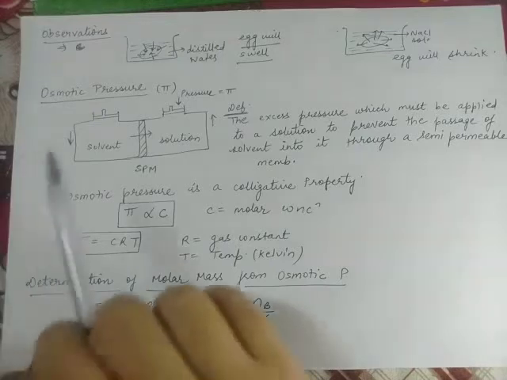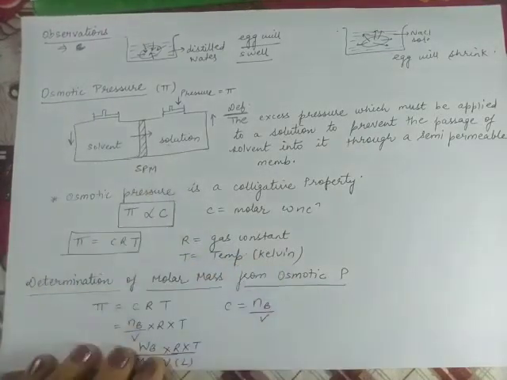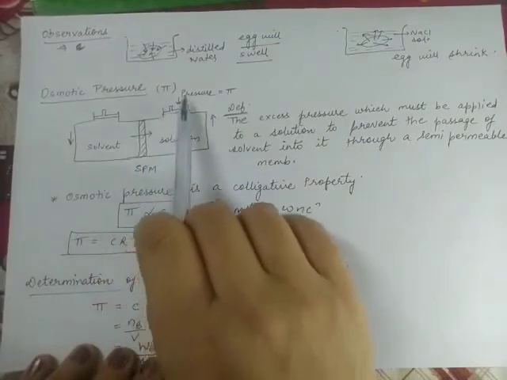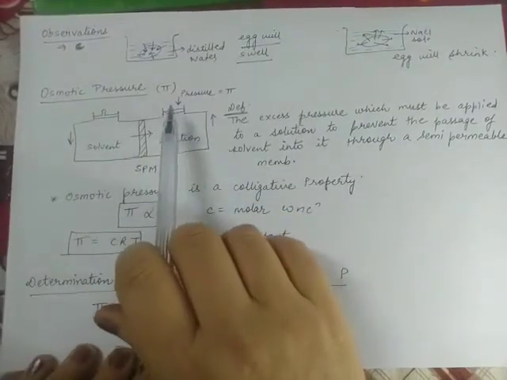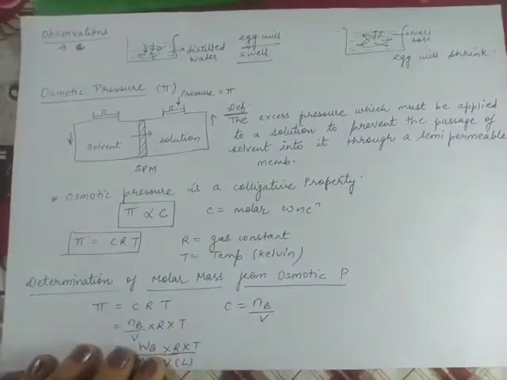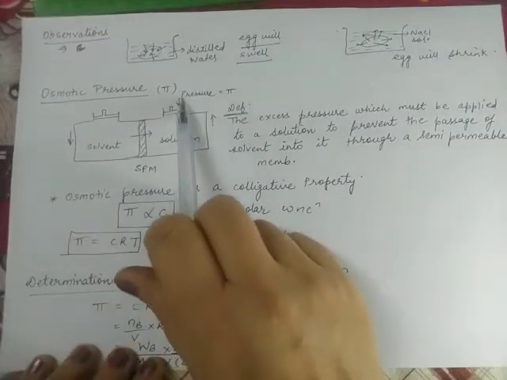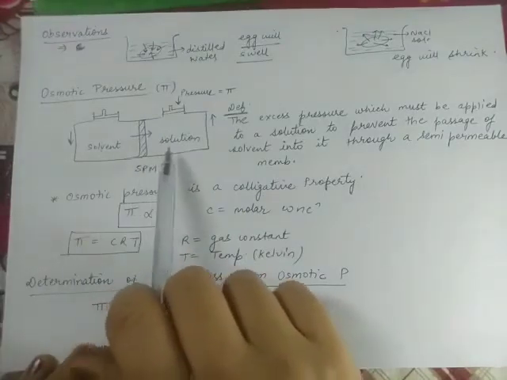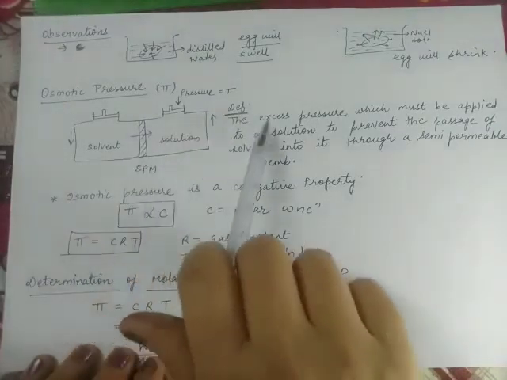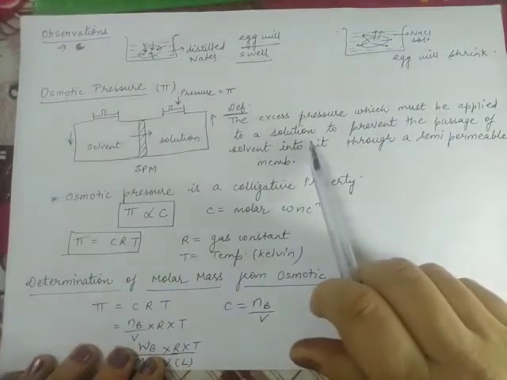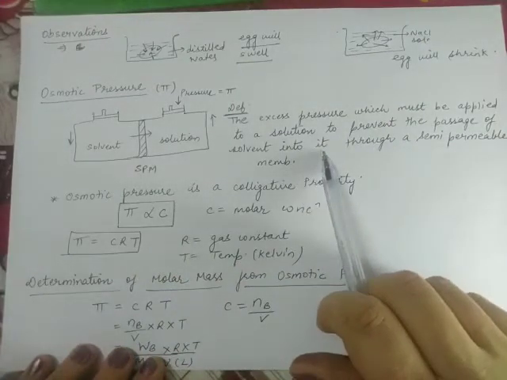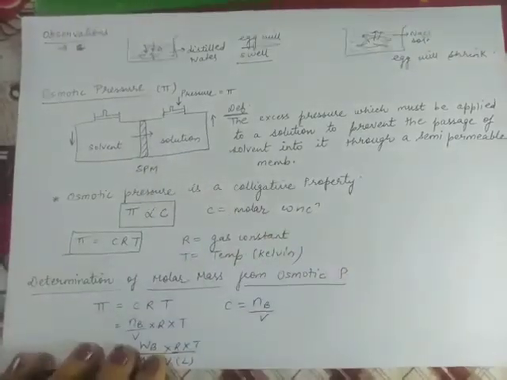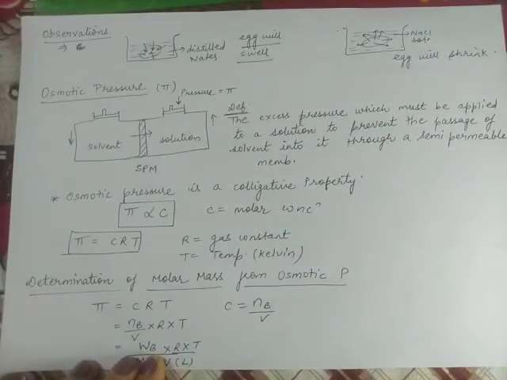Again I am repeating, the solvent molecules are moving towards the solution side. This piston is moving down and this piston is moving up. But suppose I apply some pressure on the solution side piston so that it does not rise up. If this piston is not rising up, solvent molecules cannot enter this compartment. So the process of osmosis will be stopped, and this excess pressure which must be applied on the solution side to prevent the passage of solvent into it through a semi-permeable membrane is known as osmotic pressure. Is this clear? This is the definition of osmotic pressure and it is denoted by the symbol pi.